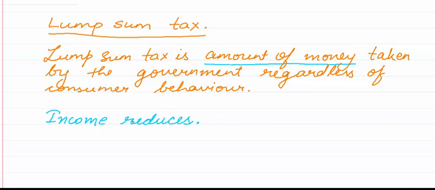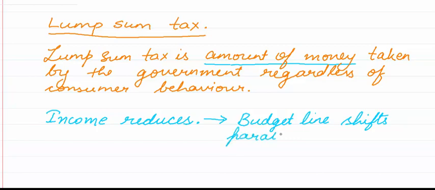If there is a reduction in income of the consumer, we can say that the budget line shifts parallelly inward. There will be a parallel shift inward with respect to the original budget line of the consumer, because there is a change in income of the consumer, and that change is a negative change, a reduction in income of the consumer.